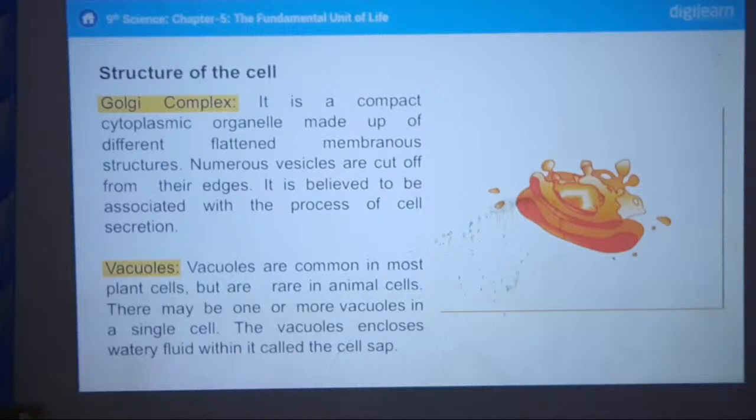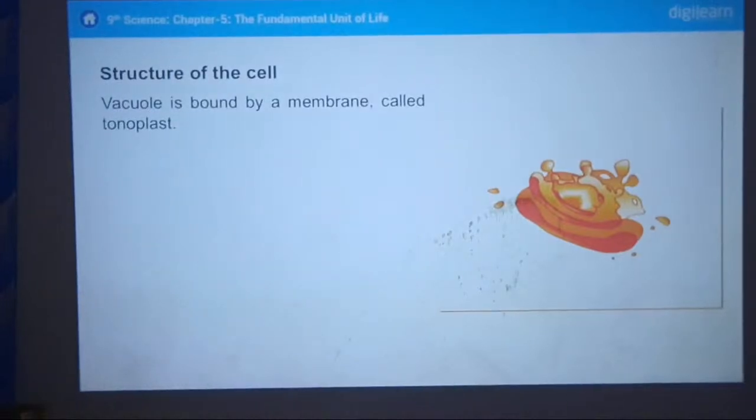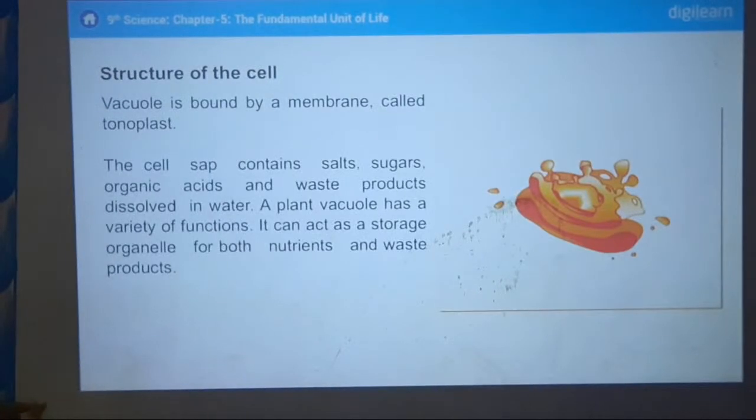Vacuoles. Vacuoles are common in most plant cells but are very rare in animal cells. There may be one or more vacuoles in a single cell. The vacuoles enclose watery fluid within it called a cell sac. Vacuole is bound by a membrane called chloroplasts. The cell sac contains salts, sugars, organic acids, and waste products dissolved in water. A plant vacuole has a variety of functions. It can act as a storage organelle for both nutrients and waste products.